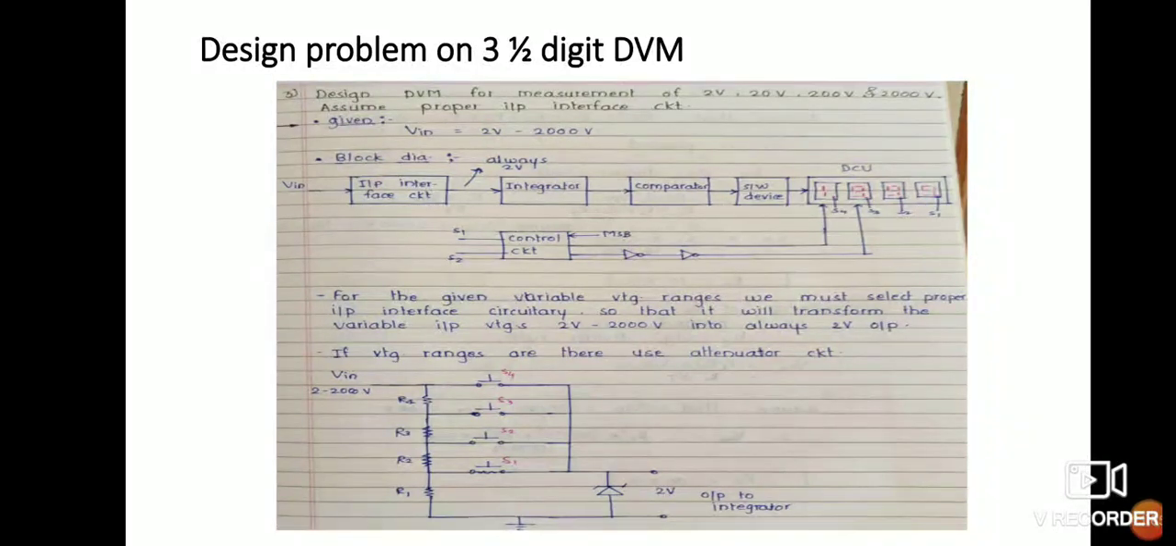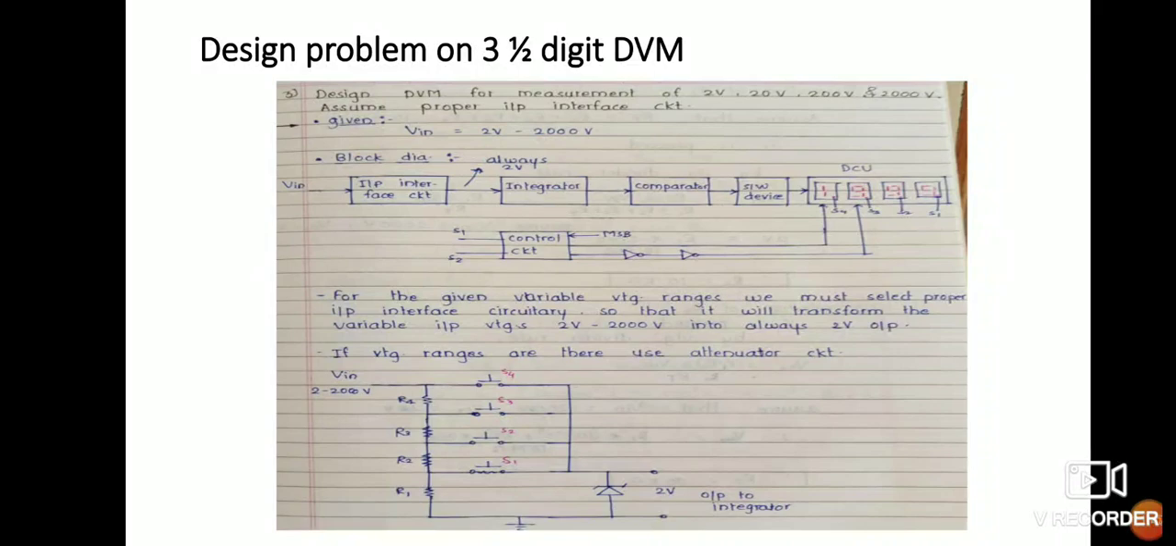First we'll start with the design of the input interface circuit. Here, for the given variable voltage range, we must select a proper input interface circuit so that it will transform the variable input voltage of 2 volt to 2000 volt into always a 2 volt output. Whatever the input range from 2 volt to 2000 volt, the output of the input interface circuit must be 2 volt. According to that, we already learned the attenuator circuit. By using that attenuator circuit, we can convert any input voltage range into 2 volt.